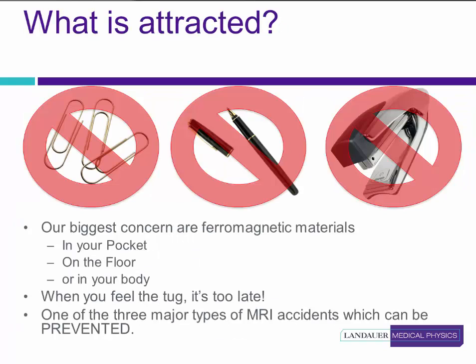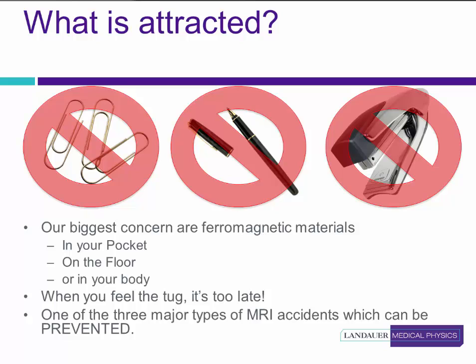So what is attracted? Luckily, not all materials are attracted to the magnetic field. There are several different types of magnetic materials, including para, di, and ferromagnetic materials. While all of these materials present some concerns in the MR environment, the greatest concerns are ferromagnetic materials.